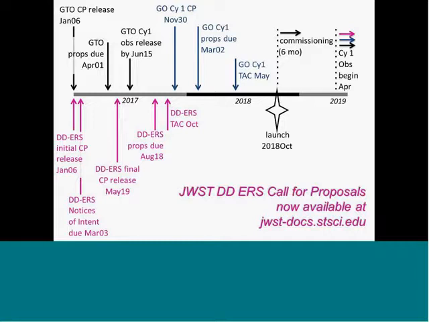That's two months before the ERS proposals are due, so you have a couple of months to refine your proposals and target list. The Cycle one official call for proposals comes in November of this year, as I said, and we do next spring, so March of 2018.